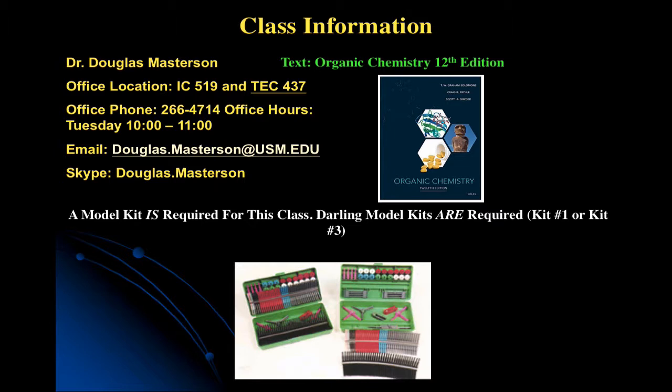If you haven't bought yours yet, and you want one in a hard plastic case, because they do carry a lot easier in your book bags, you can find them online at darlingmodels.com. And I think you can get them for about $20, $25, something like that in the hard case. But that's up to you. The model kit's the model kit. It is required. You will need to bring it to class quite often this semester. Okay? So I'll let you know more about that as time goes on.